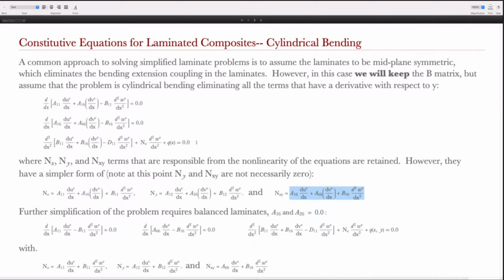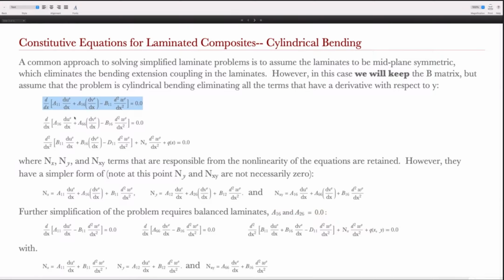Now, I'm making one more assumption beyond this to make it a little bit simpler. And that is, I'm requiring the laminate to be a balanced laminate, that for every plus angle, there's a minus angle. That does not get rid of some of the B16 terms, but it does get rid of A16 and A26 terms.